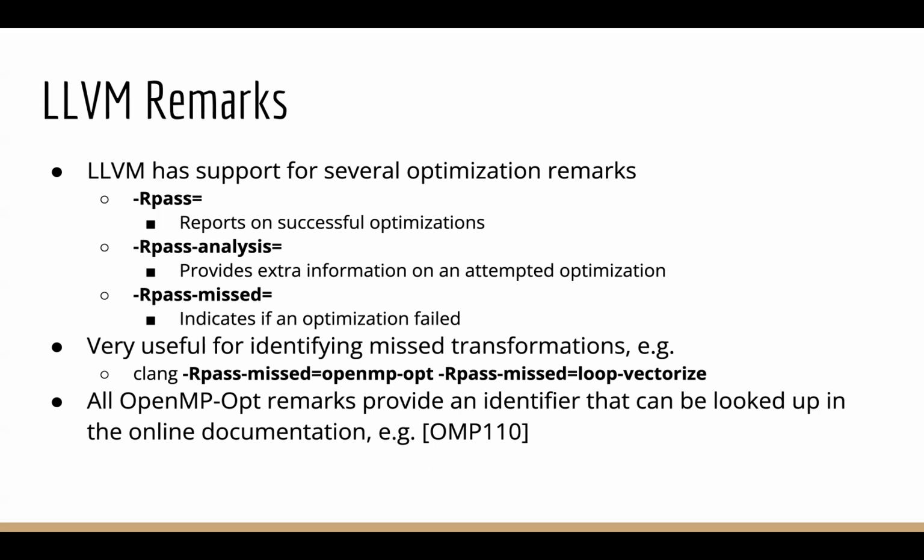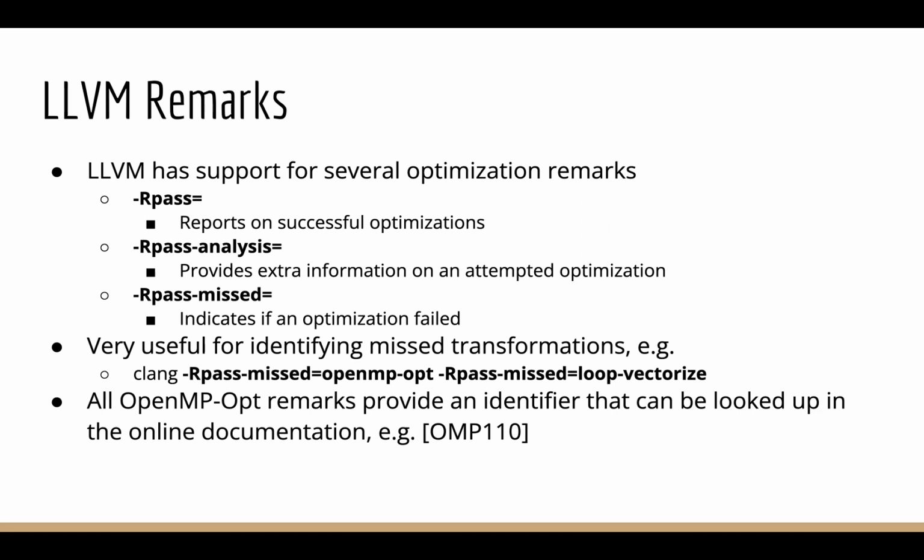Ones that are particularly useful are, as mentioned before, our missed OpenMP opt runtime remarks, and we also have the loop vectorize remarks. The loop vectorize remarks are very useful for vectorization-heavy codes, something that might be run on Fugaku, for example.